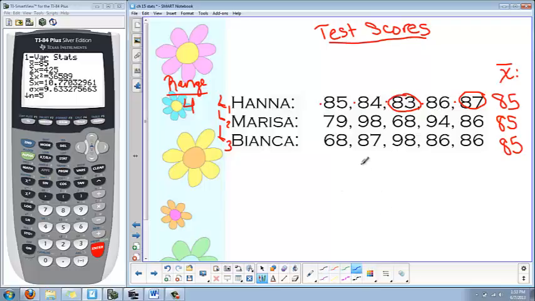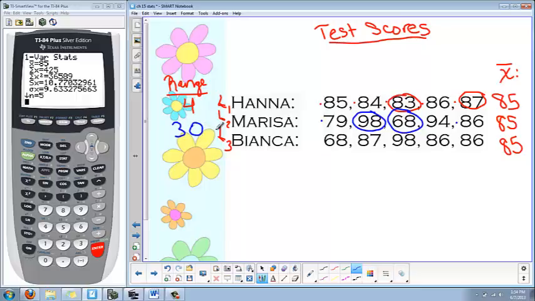Versus Marissa. Marissa had a 79, which is not too bad, and 98, so she had an awesome day. And then she drooped right back down to a 68. Then she had a really good day again, which was a 94, and then an average day again. So I only really see 2 scores that are even close to what this average is. Let's figure out what her range is. The range is the highest minus the lowest. So her highest score was a 98, and the lowest score was a 68. So Marissa's total range is a 30.